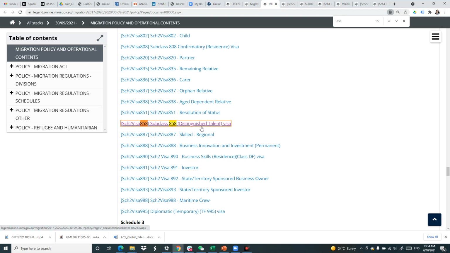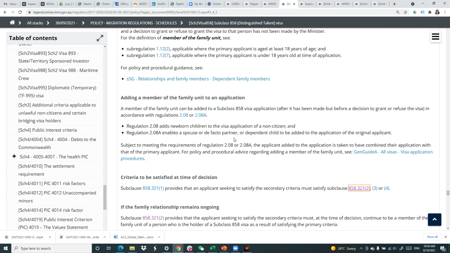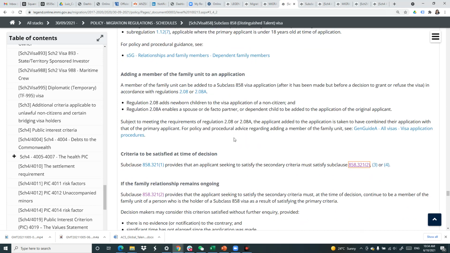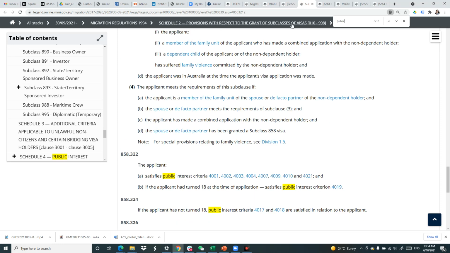In order for the visa application to be approved, all the family members have to meet the requirement. In this instance, we are really focused on health, the public interest criteria. This public interest criteria really relates to anything about health, character, and good behavior. So there are different numbers here: 4001, 4002, 4003, 4004, 4007, 4009, 4010, 4021. That's a major change since February this year about public interest criteria.